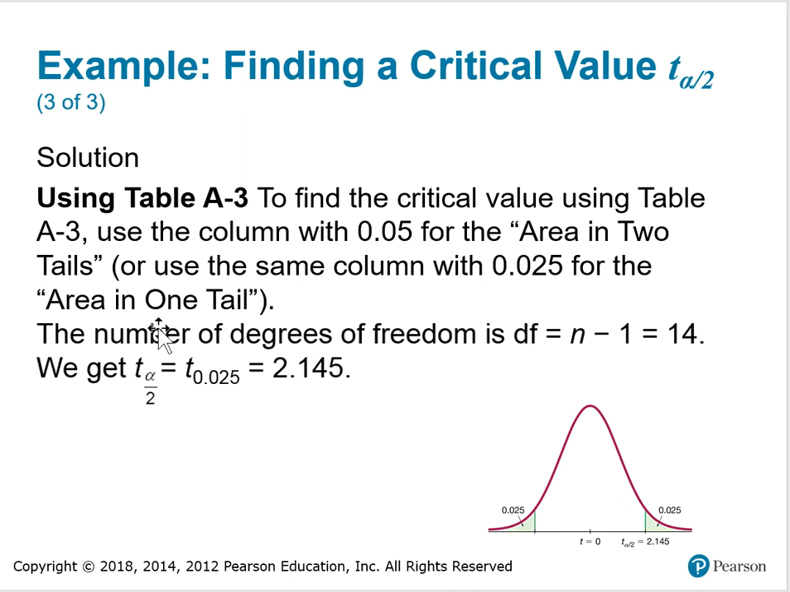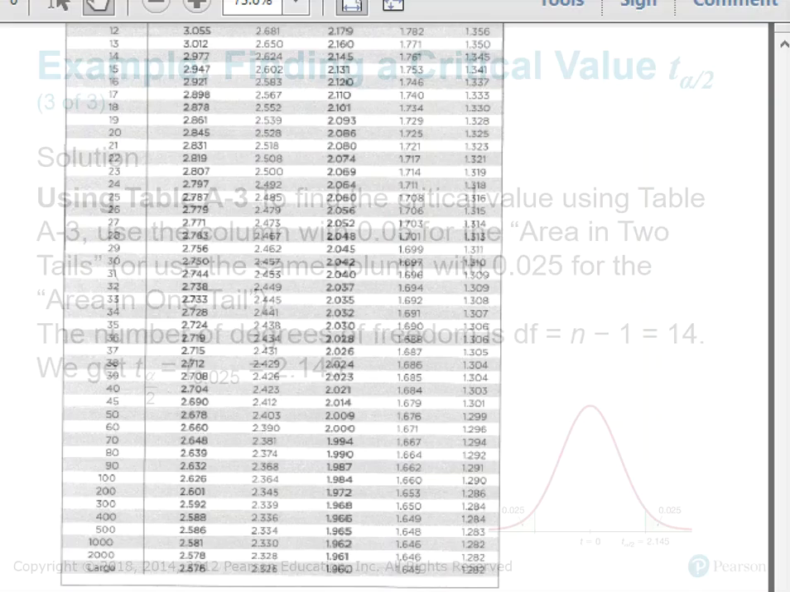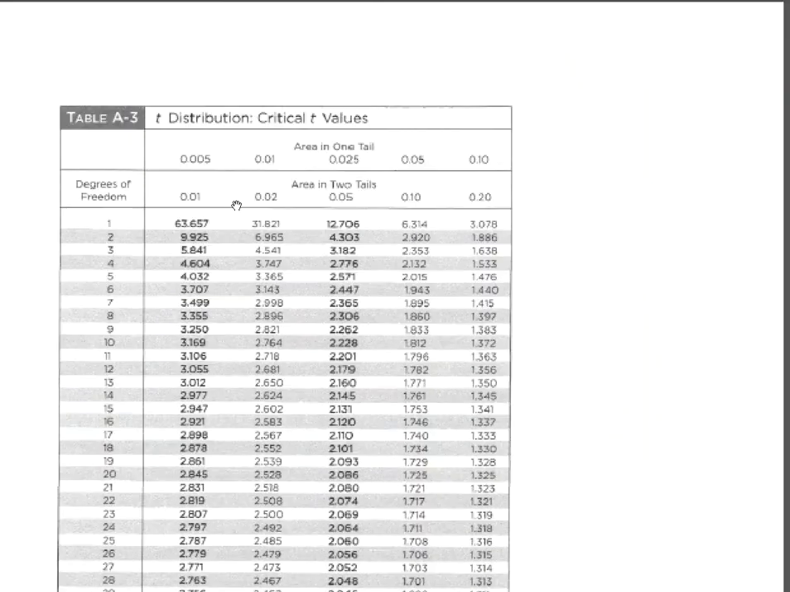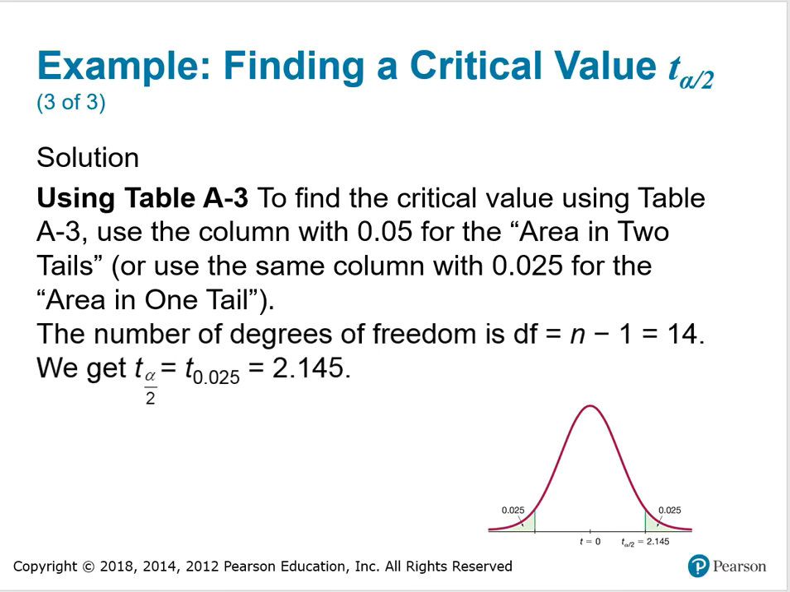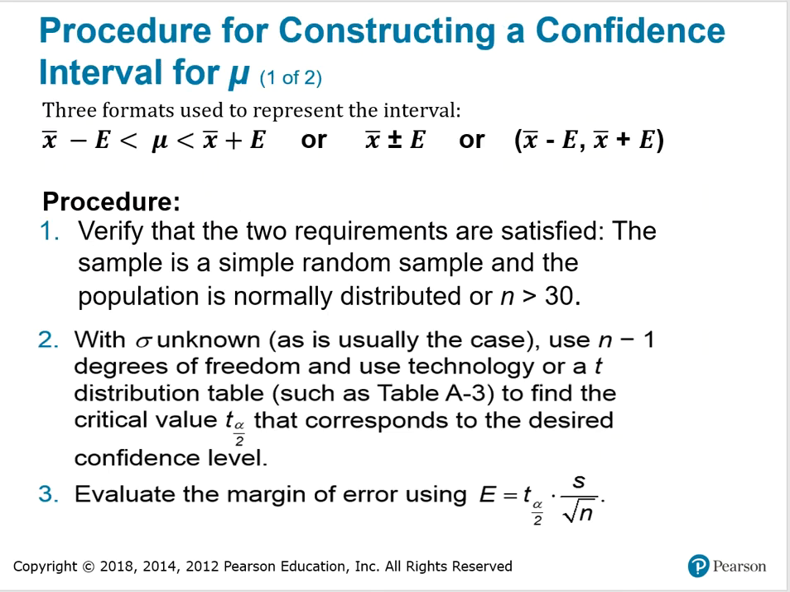And if I look in table A3, my degrees of freedom are 14. The area in two tails is 0.05. So I look in the area in two tails is 0.05, degrees of freedom 14. And you notice right there, 2.145 is my t value, my critical value t.